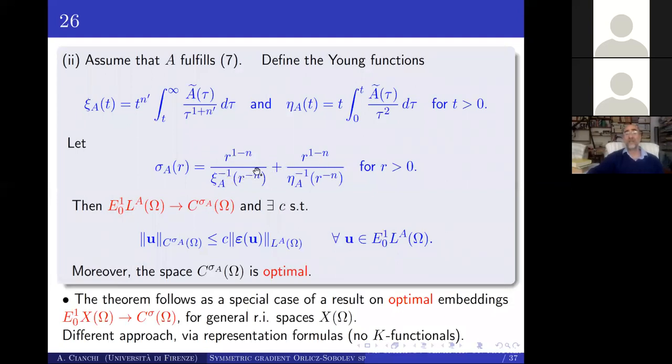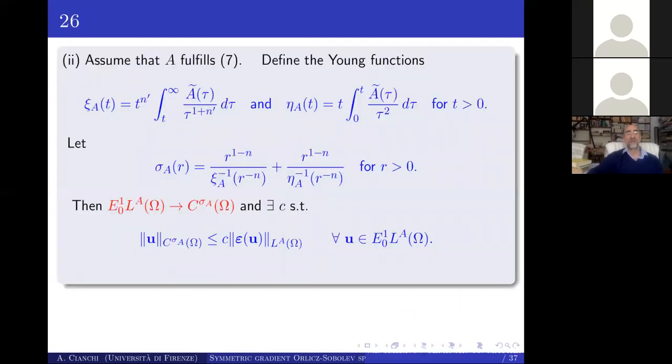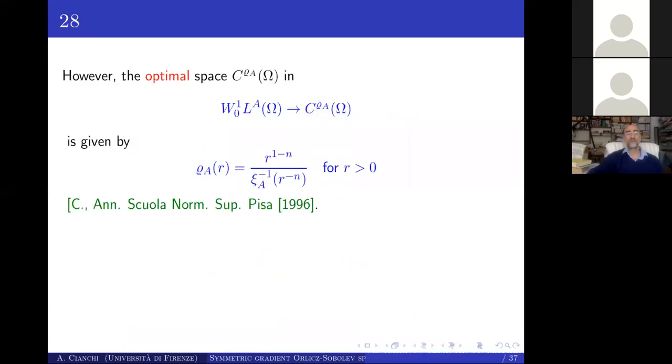And this rho is just one of the two pieces, this one that appears in this formula. And it turns out that between the two, sometimes this prevails and other times this prevails. So in general, let me go ahead. In general, this can be a better result because we have just one piece of the function that defines the modulus of continuity.